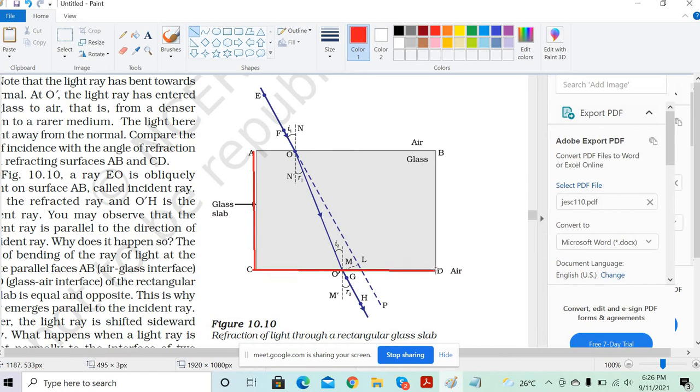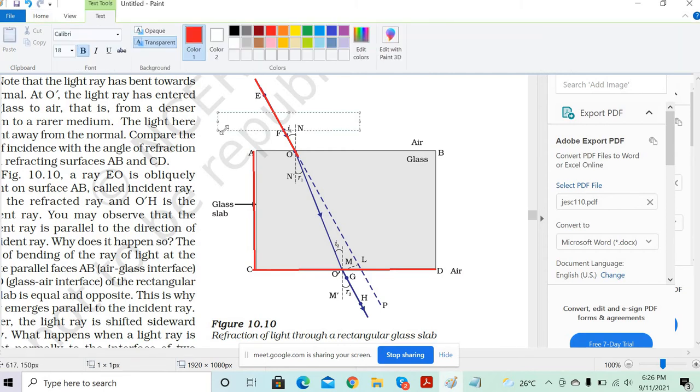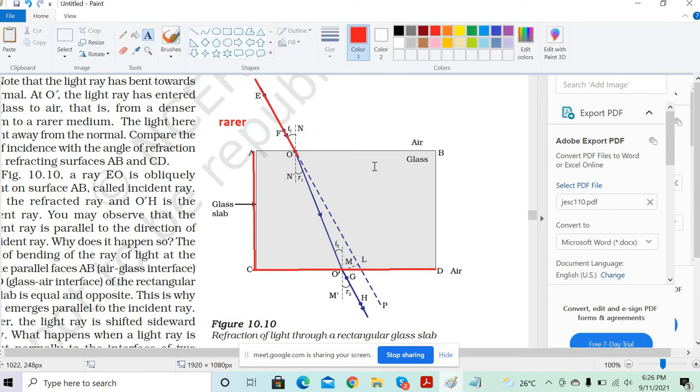So what is happening now? When the light rays pass through this, what exactly happens? This is the incident ray, okay? The incident ray is hitting the glass surface from the air medium to the glass medium, correct? So this is a rarer medium, and this becomes the denser medium, isn't it?